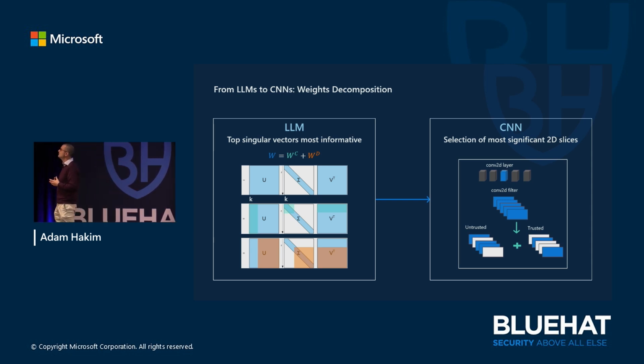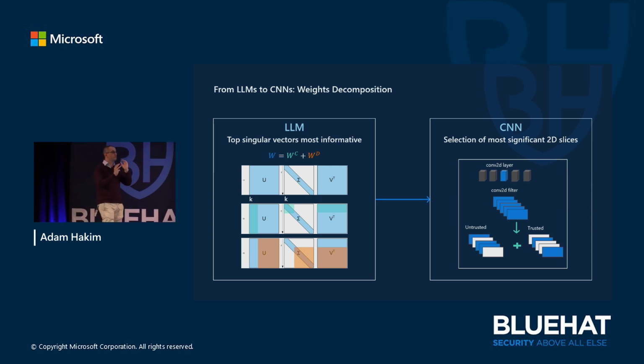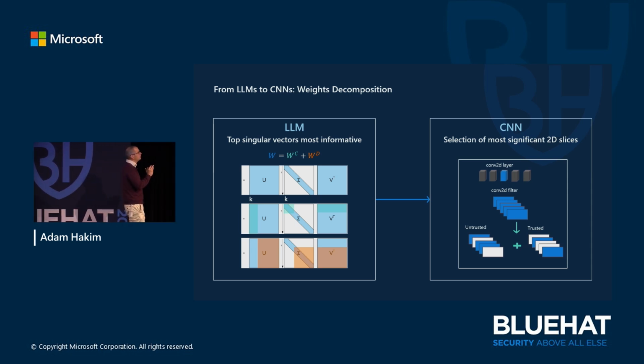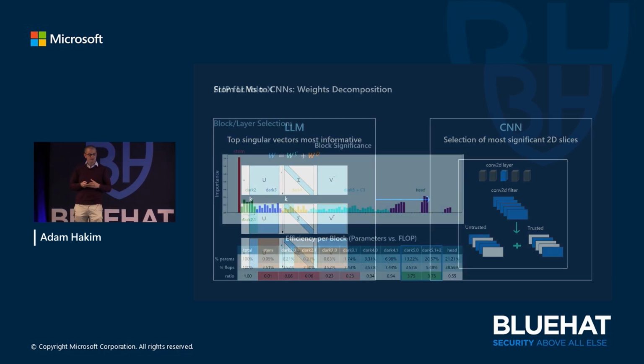Convolutional layers have these blocks of weights in each layer, and each block of weights has multiple 2D slices in it. We can choose the most significant 2D slices to put on Charlie to hide away, and then leave the remaining on the untrusted entity. So it's a similar notion, but a bit of a difference in how this is done.